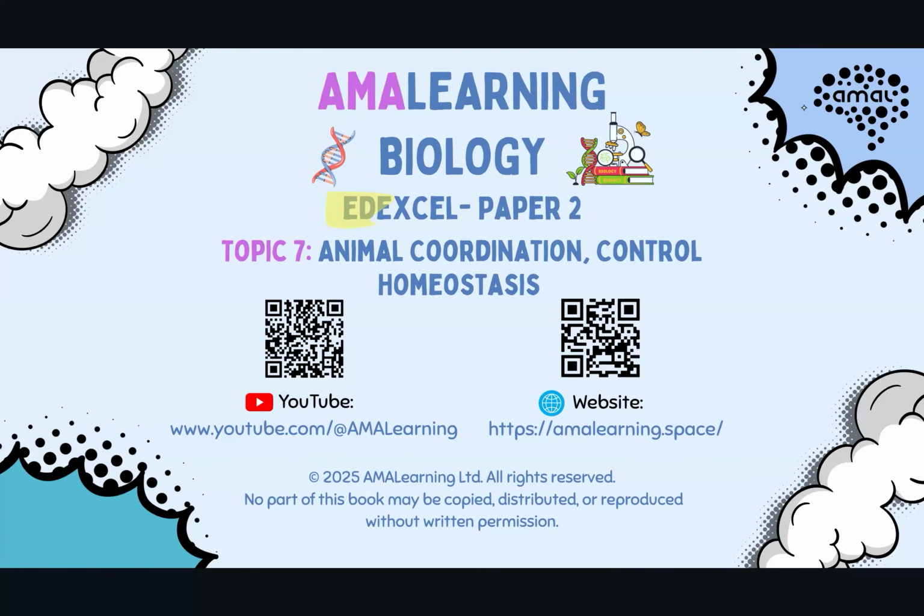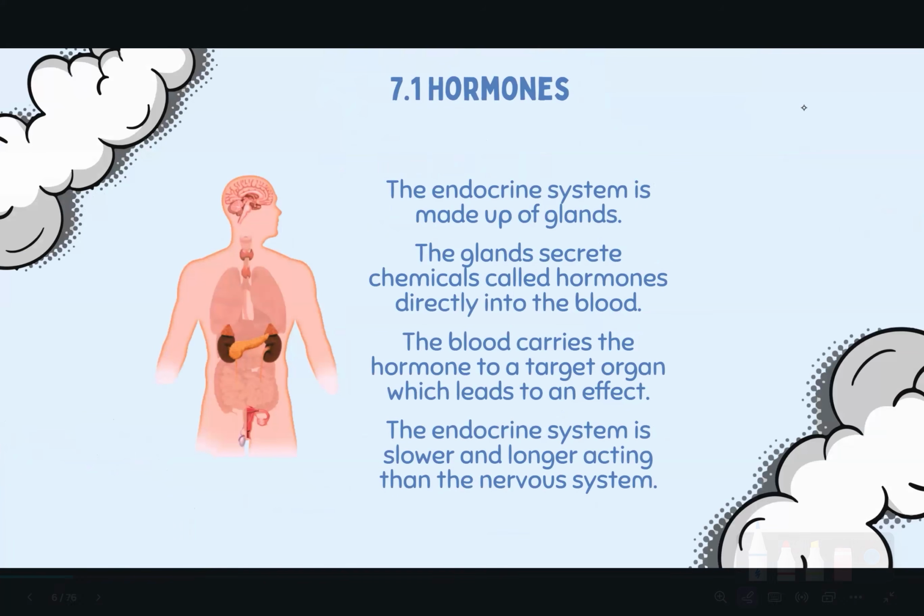Okay, so let's continue. And still it's biology, Edexcel paper 2, and we're looking now at topic 7, animal coordination, control, and homeostasis. Now in paper 1, we looked at the nervous system and those fast responses to things. Now what we're looking at here is the endocrine system, which is made up of glands that secrete hormones directly into the blood. So that means hormones travel at the speed of the blood.